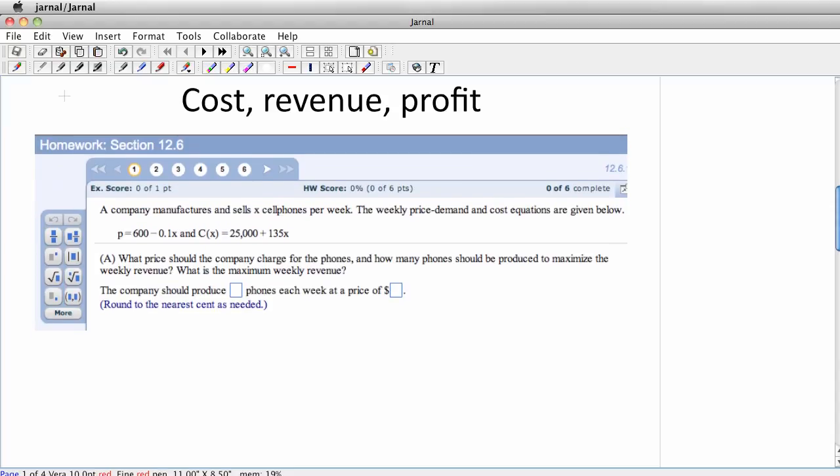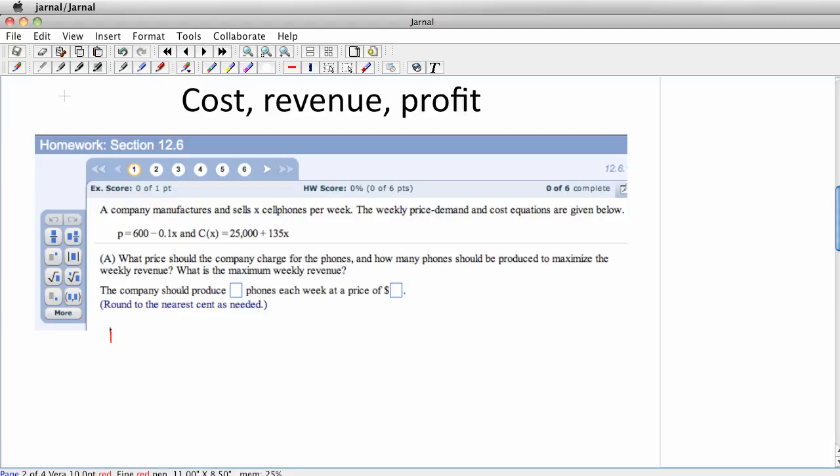This problem I'm illustrating here has to do with maximizing revenue and maximizing profit. So there's two different questions. The A part is maximizing revenue. So we've already done problems like this. In particular, on the last test, there was a problem like this.